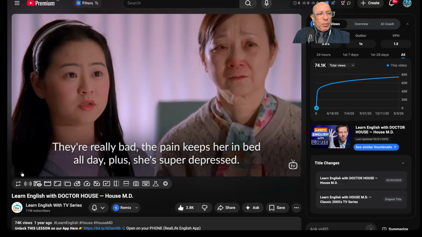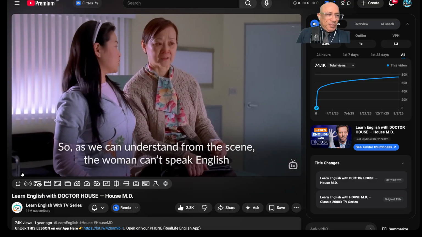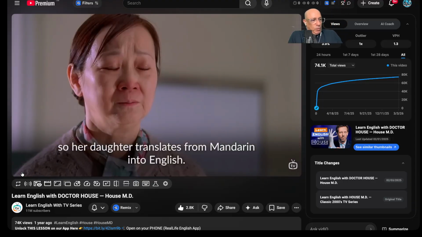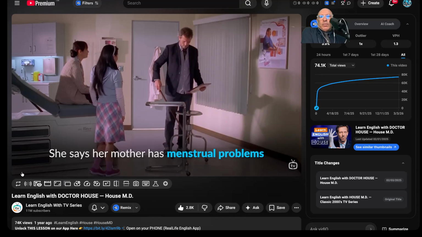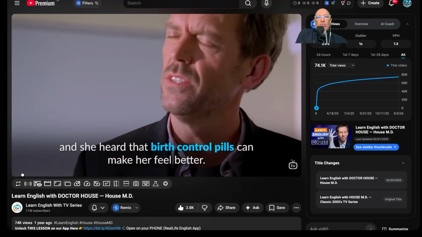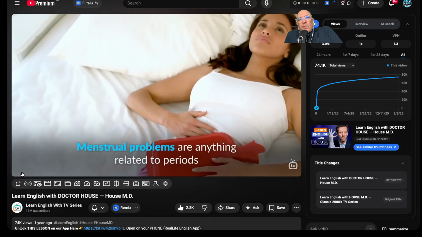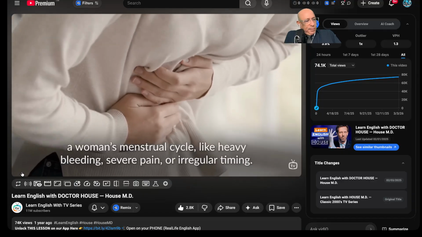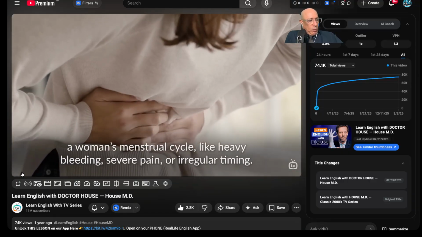Plus, she's super depressed. So as we can understand from the scene, the woman can't speak English, so her daughter translates from Mandarin into English. She says her mother has menstrual problems and she heard that birth control pills can make her feel better. Menstrual problems are anything related to periods, a woman's menstrual cycle, like heavy bleeding, severe pain, or irregular timing.